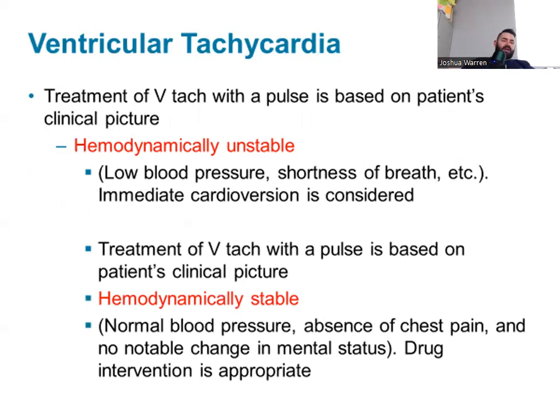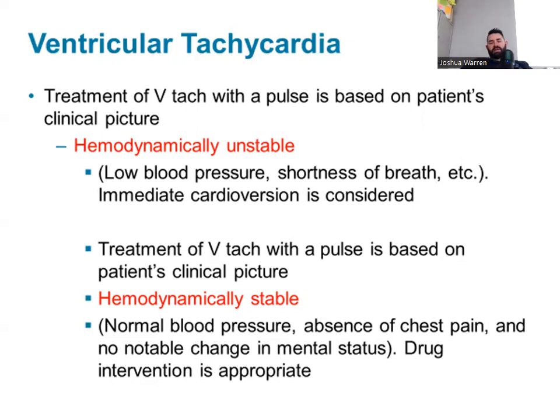So VTAC with a pulse is based on stable versus not. Unstable will be low blood pressure, shortness of breath, or chest pain, or pale, cool, clammy shock. They're losing their mentation, their level of consciousness is dropping. You would immediately jump to synchronized cardioversion. If they're stable, they got a normal blood pressure, no chest pain, no notable change, you can try drugs.